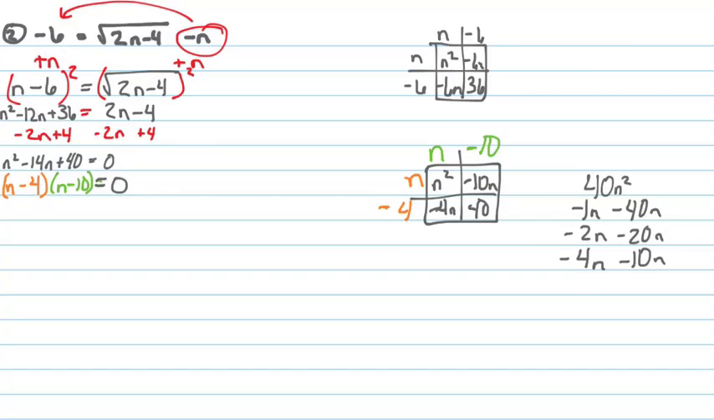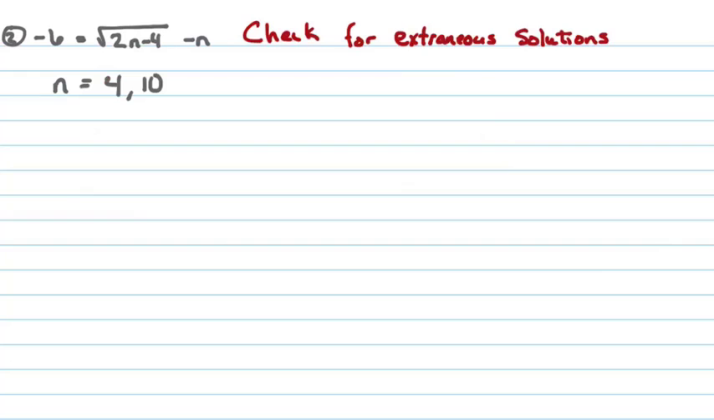And so each of the factors get set equal to 0. And we're going to solve. So n minus 4 equals 0. That gives me positive 4. n minus 10 equals 0. That gives me n equals positive 10. And when I check for extraneous, I'm going to plug both of those in to check.